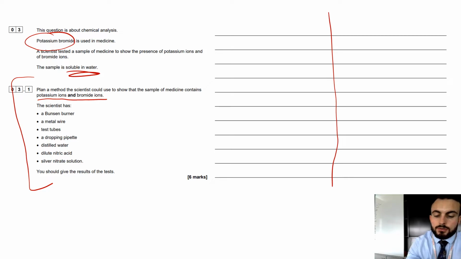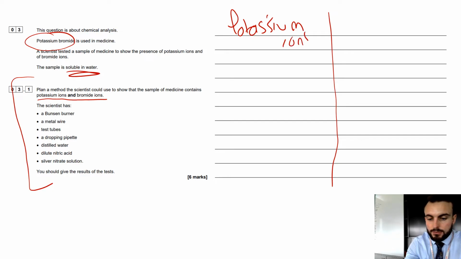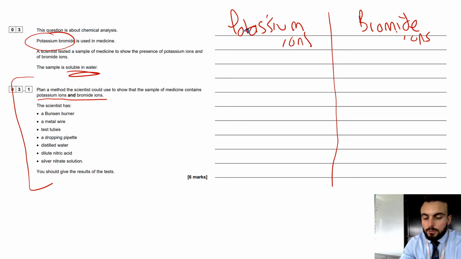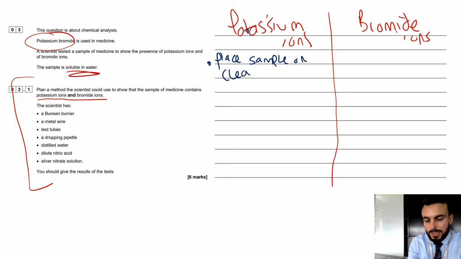One way to do it is to just split this down the middle. So we're going to do a test for potassium ions, and we're going to do a test for bromide ions. To get the potassium ions, the easiest way is your typical testing for a metal using the flame test. So all we need to do is place the sample on a clean metal wire. That's just to avoid anything else from causing a change in the flame.